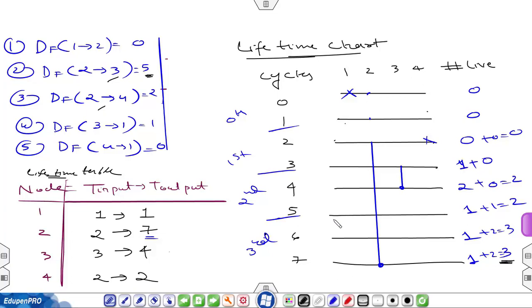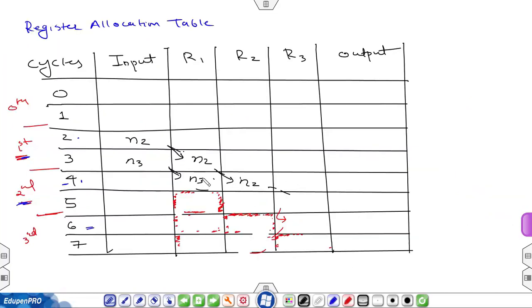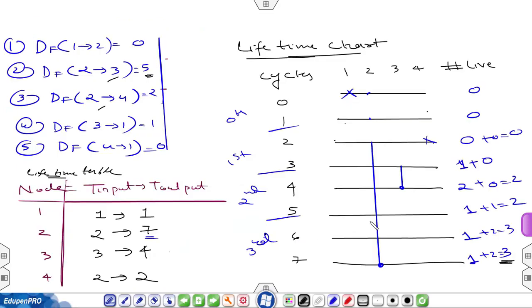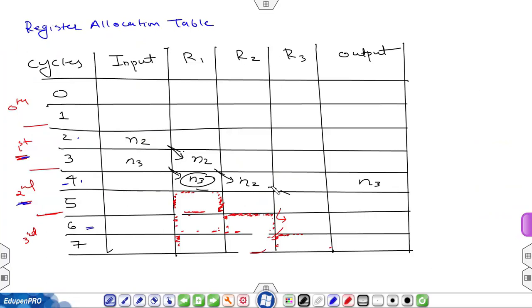And in the fifth cycle, N2 is live and N3 is consumed in the fourth cycle. So we will route this in the output column. And N2 is live, so it will be shifted to register R3.